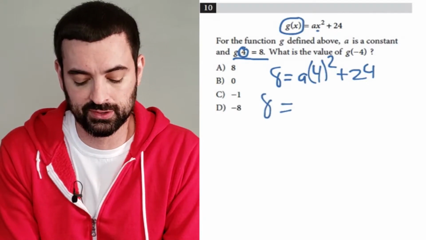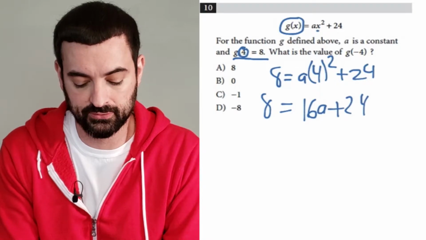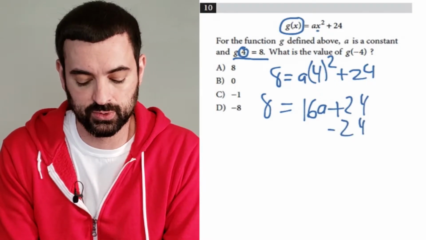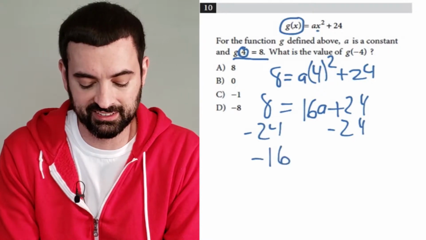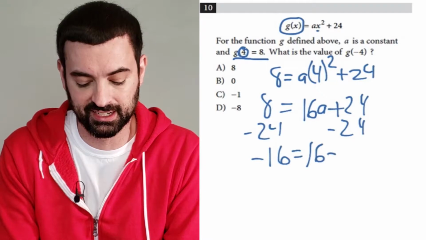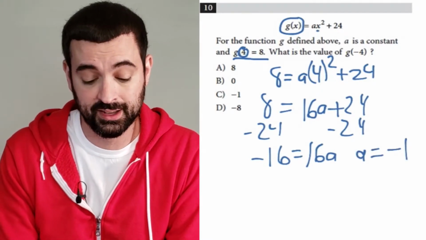8 equals 16a plus 24. Subtract 24, subtract 24. Negative 16 equals 16a. So a equals negative 1.